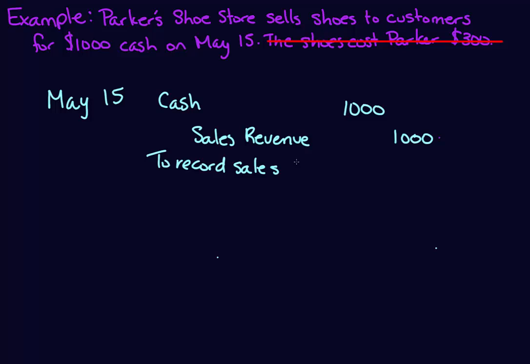Our journal entry is going to look like this. Our debit is to cash because the customers are paying right away, and the credit is to our sales revenue account for $1,000. So that's a basic sales transaction.